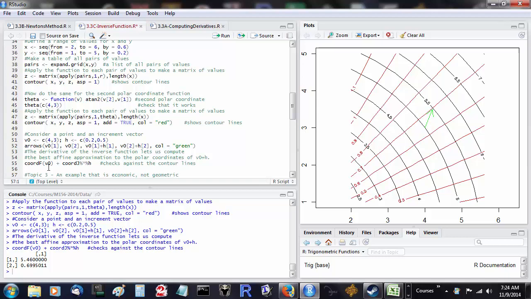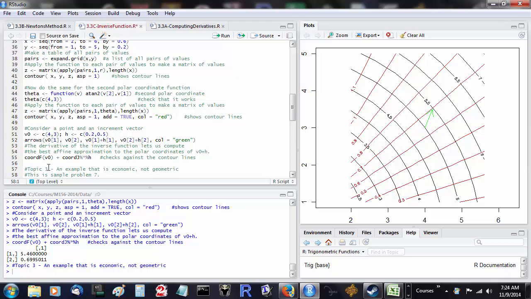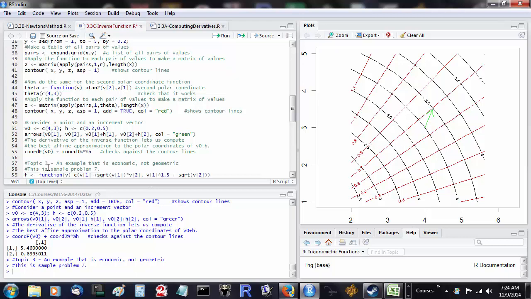If you want to deal with other coordinate systems in the same way, it will work very nicely. There are examples in the homework, and this might turn into a very interesting term project as well. I want to move on to an example, however, where there's no geometric significance whatever. This is an economic example, which is sample problem 7.